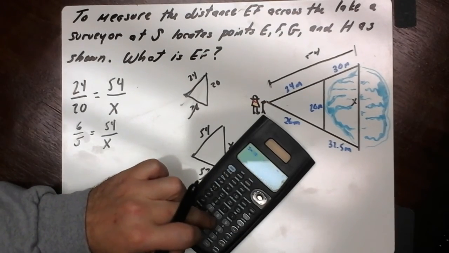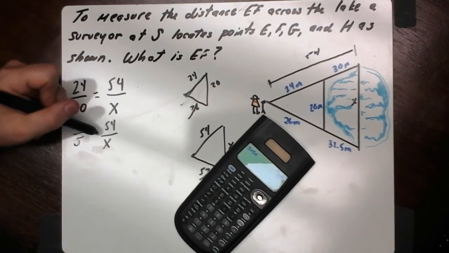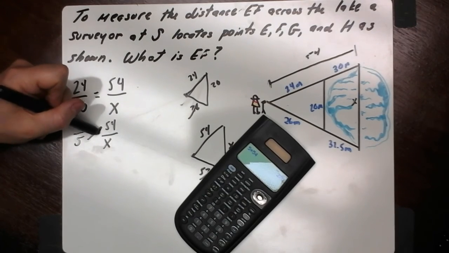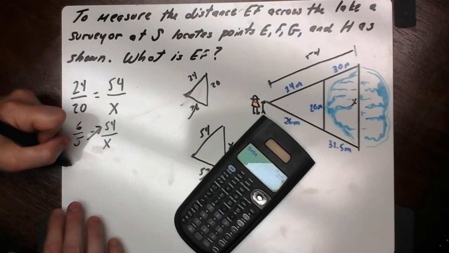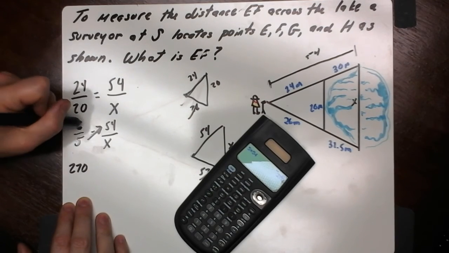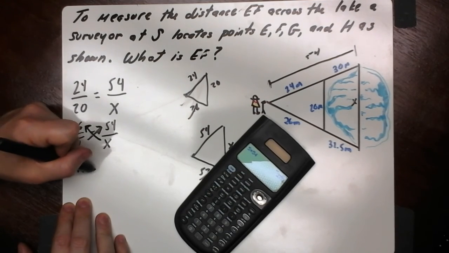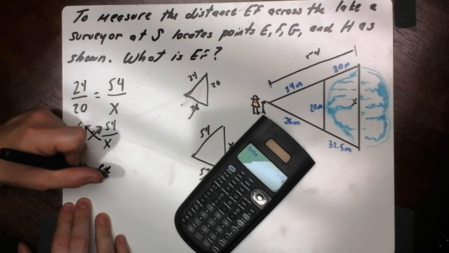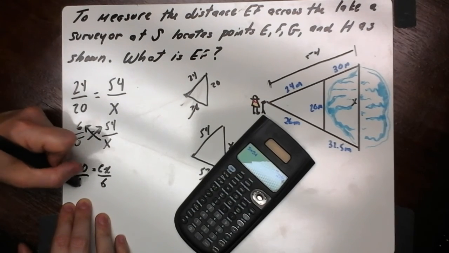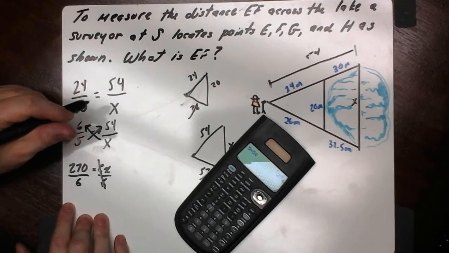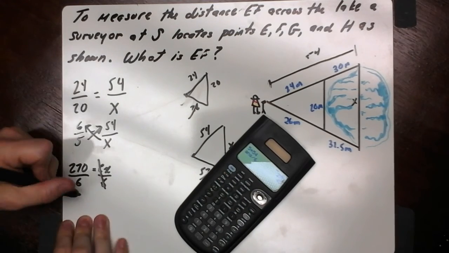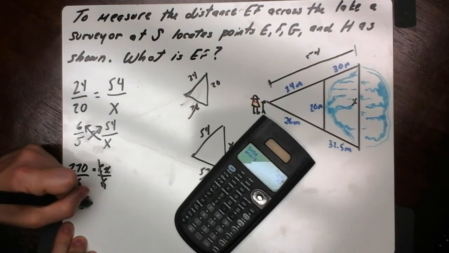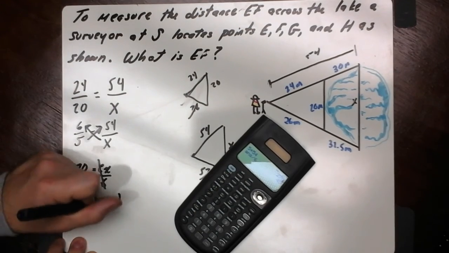And small numbers make that less likely. So I'm going to multiply the 5 times 54. And that gives me 270. And that gives me 6x. So now I'm going to divide by 6 to undo that multiplication. And I divide, and that gives me 45 meters. And that's how we do that.